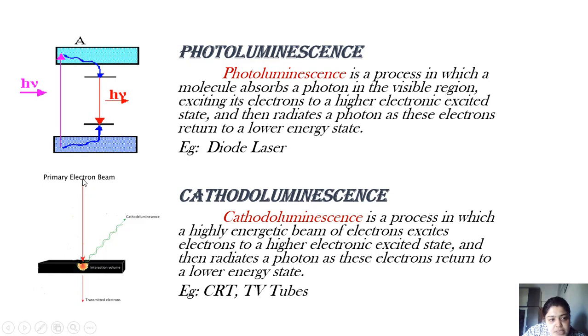Suppose this black colored cuboid shown here indicates your material. When a primary electron beam is focused on this material, this excitation leads to electrons in a higher energy state, and when these electrons combine back with the holes, they release output in the form of light. So cathodoluminescence is a process in which a highly energetic beam of electrons excites electrons to a higher electronic state and then radiates a photon when these electrons return to the lower energy state. So basic examples are CRT and TV tubes.